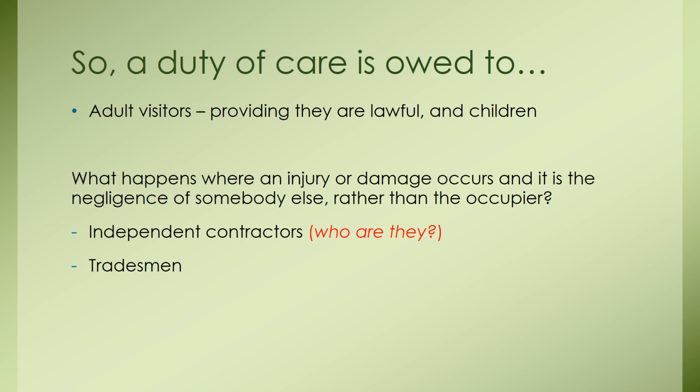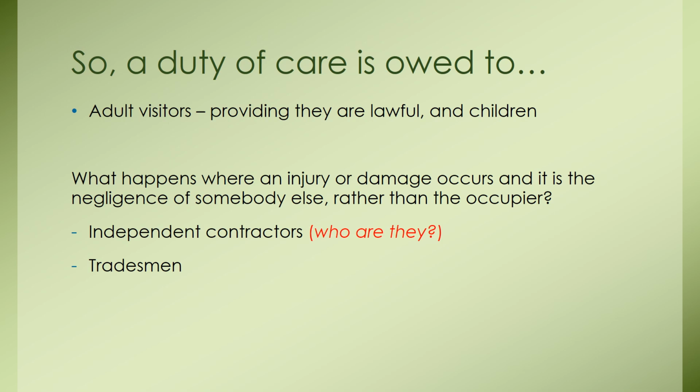So my next question, I'm going to get a bit more tricky now. What happens where an injury or damage occurs and it is the negligence of somebody else rather than the occupier? What is the relationship, I'm asking, between occupiers, independent contractors and visitors? Or independent contractors as visitors, and also what is the relationship in terms of tradesmen? So we're going to go through this in a minute.